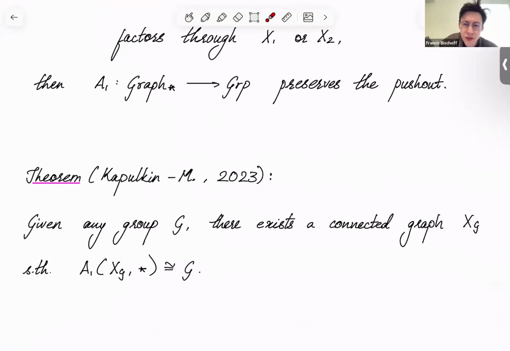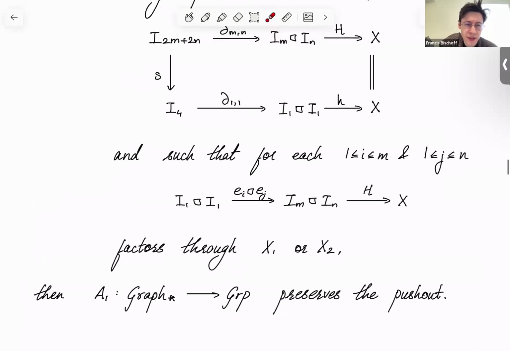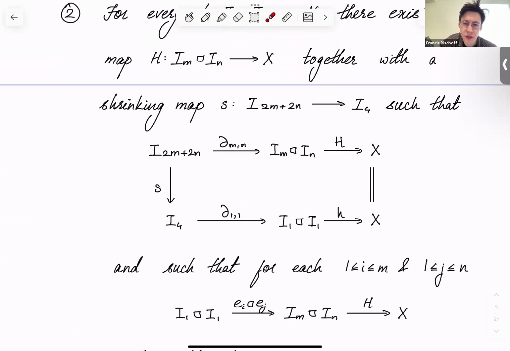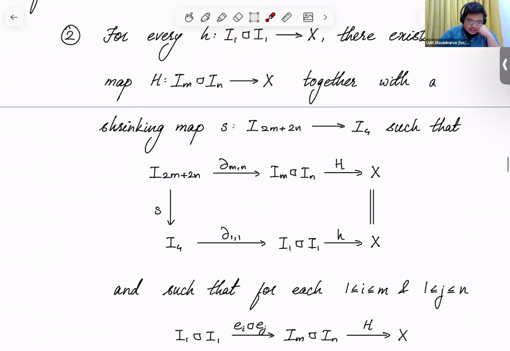Did you say what exactly S is? Because there are many different ways of shrinking, right? Yeah, it could be any shrinking map. There just has to be an m by n grid, and there just has to be a shrinking map. It doesn't matter what the exact definition of the shrinking map is. There just has to exist one.